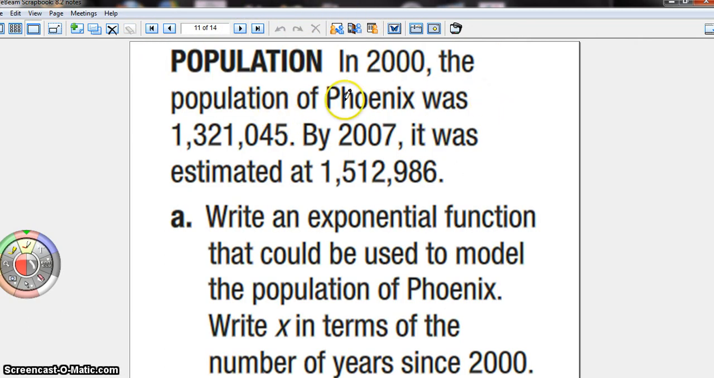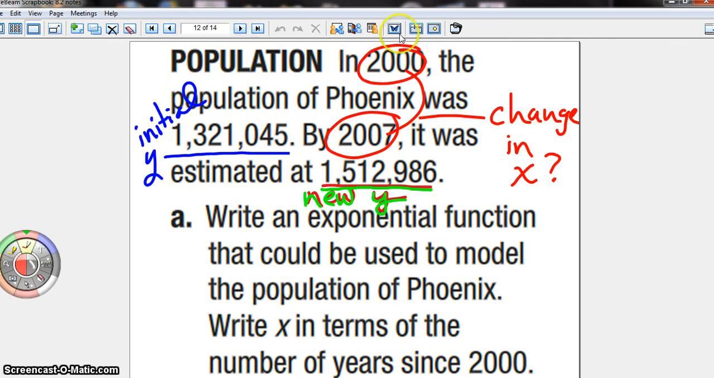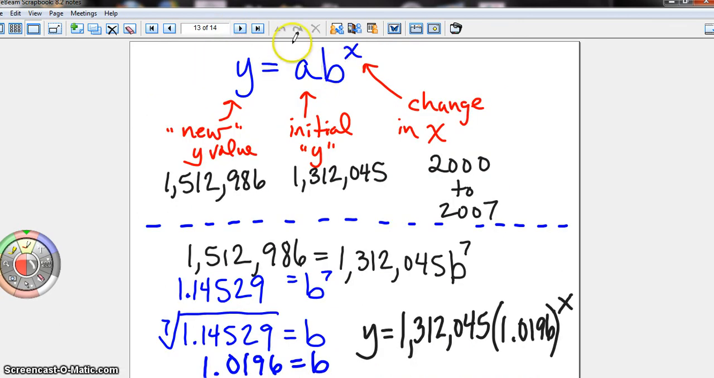So here's a problem. In 2000, the population of the city of Phoenix was 1,321,045. By 2007, it's estimated at 1,512,986. And we're going to write an exponential function. Okay, well, let's decipher this. Between 2000 and 2007, that is our change in x. Here's our initial y value, our initial population. Here's our new population, our new y value. So let's put that into our exponential equation.